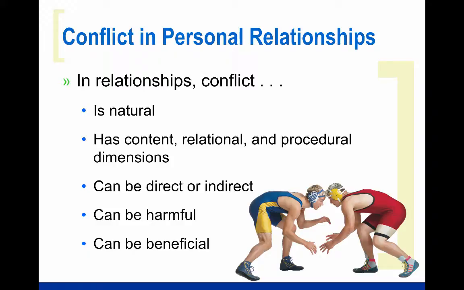And then procedural dimensions, the rules. And the rules, which can be implicit or explicit, about how conflicts ought to be handled come into play here. So the dad might prefer direct confrontation and discussion. However, the daughter may prefer to simply avoid it at all costs and just hope it all goes away. So they each have a different way of proceeding in this conflict.